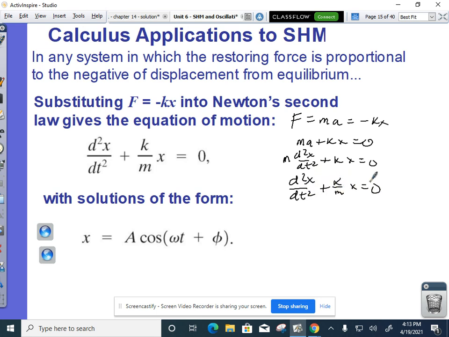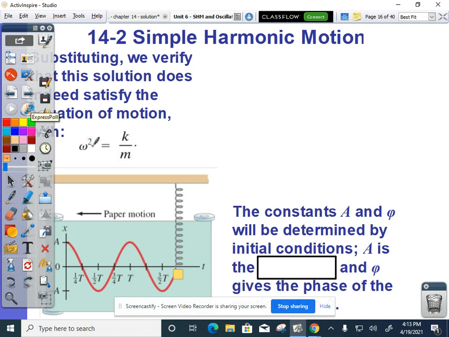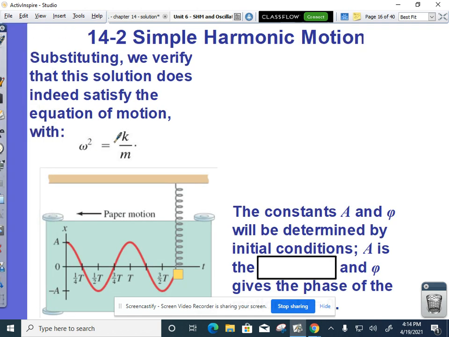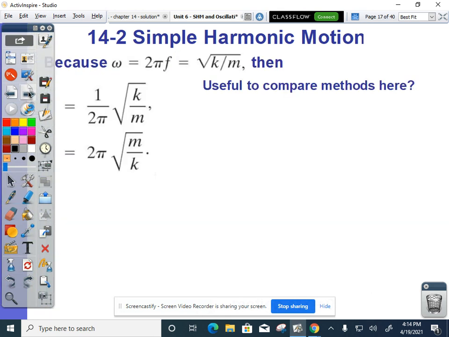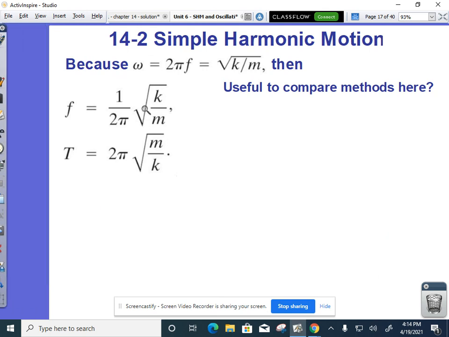When we went through and looked at the solution, we found that the solution to this was sinusoidal in form, showing that x is equal to some A cosine omega t. We said that this equation was satisfied only if omega squared was equal to k over m. And we went through and also found we could write both the frequency and the period: the frequency is 1 over 2 pi times the square root of k over m, and the period is 2 pi times the square root of m over k.